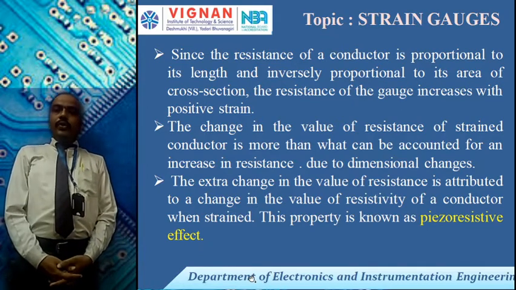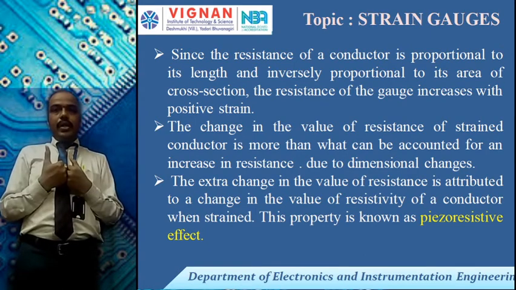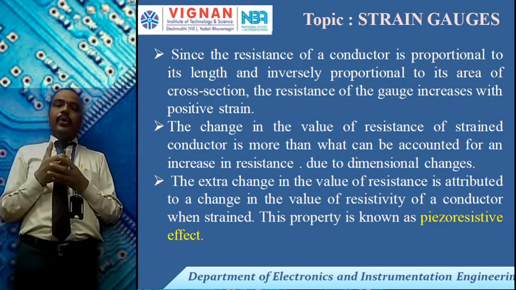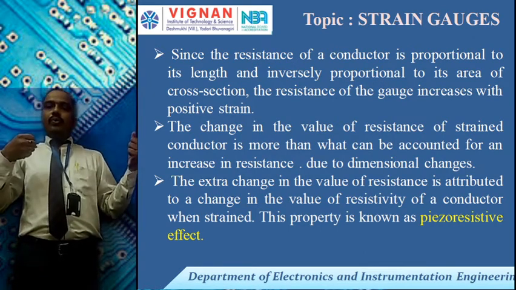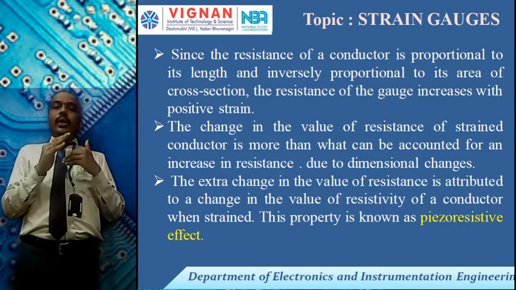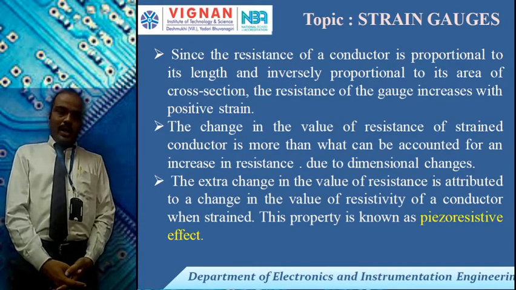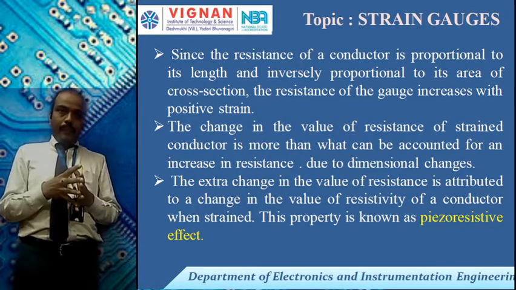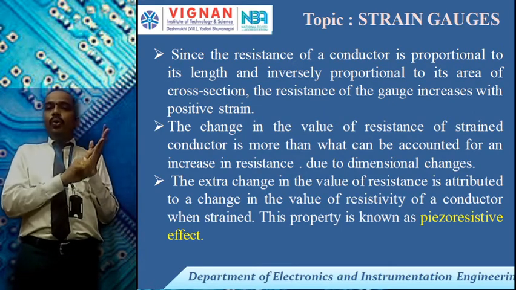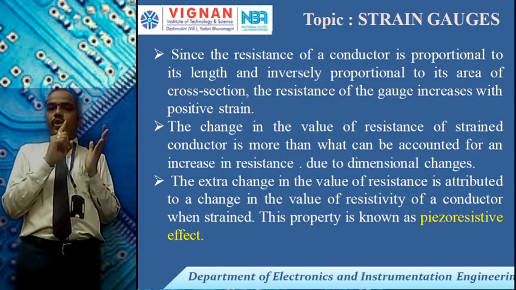So the resistance of the gauge increases with positive strain. You can also say that the resistance of the gauge decreases with negative strain. That means when you are applying an elongation force or tensile force, the resistance increases. When you are applying a compressional force, the resistance of the gauge decreases. So the change in value of resistance of the strained conductor is more than the change in resistance due to length or due to physical dimensions, that is due to change in length and area.